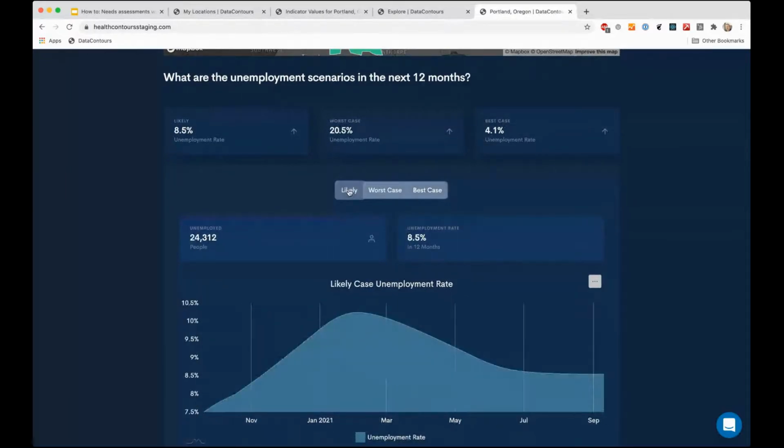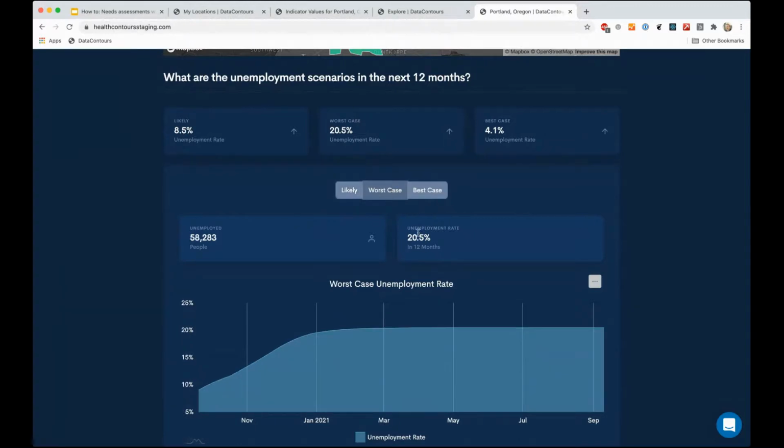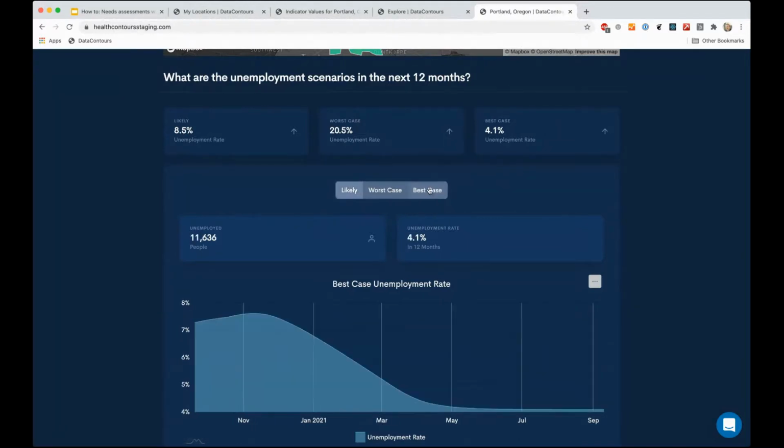So we think of these different scenarios as guideposts, right? You can think of what it looks like when we're in the best case, what it looks like when we're in the worst case, and what's likely to happen if nothing changes. And so within unemployment, we would expect in Portland, at least, the unemployed population in 12 months to be slightly higher than where it is today. In the worst case, it would be almost triple where it is today. In the best case, it would be back pretty close to where it was at the beginning of the year.